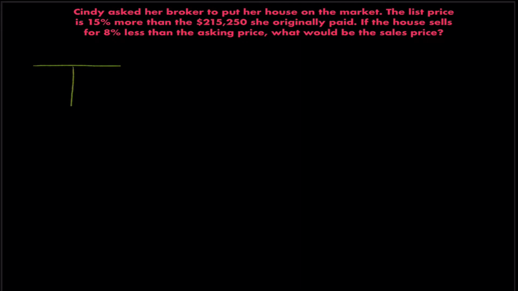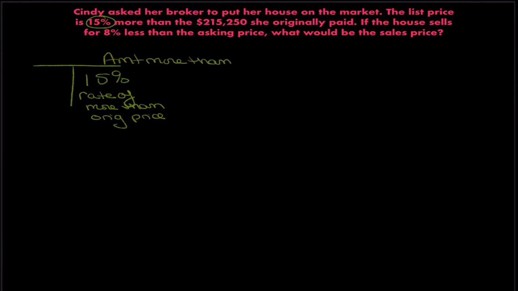And the easiest thing to place in the T-bar is a rate. So the first rate we come to is 15%. We're going to label that rate, and it doesn't have to sound pretty. I'm going to call it rate of more than original price. And we know whatever we put at the bottom, we reflect at the top. So at the top, we're going to say amount more than original price. And our whole, or what we're basing our rate off of, is that original price.